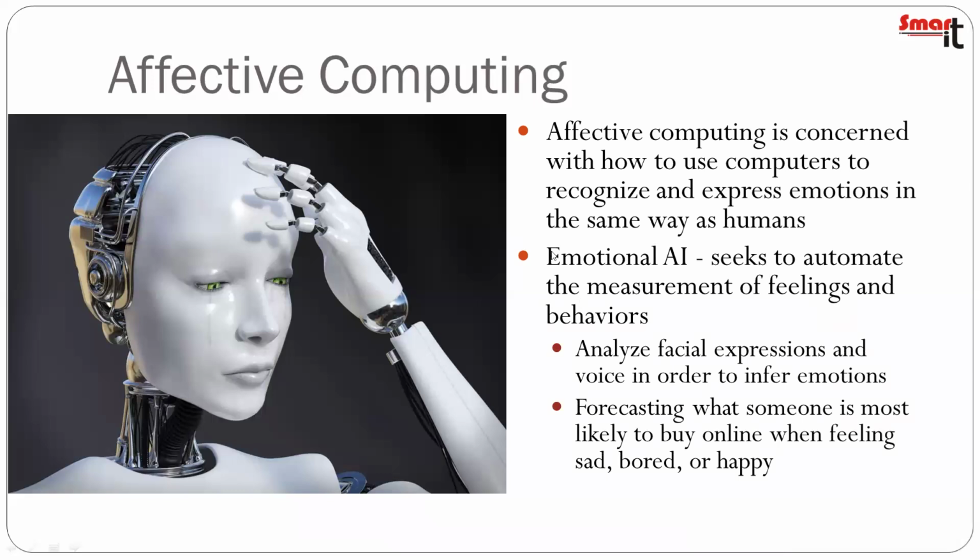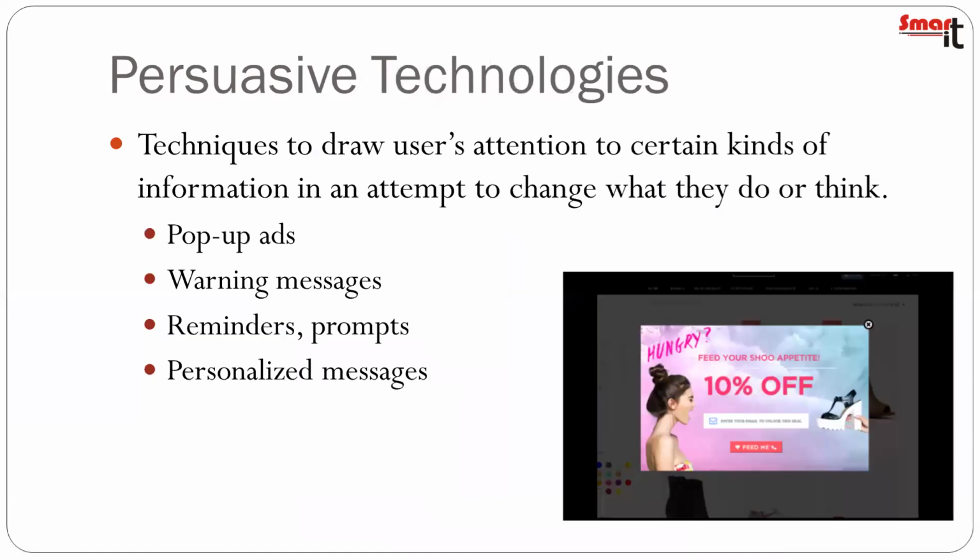So you can see emotional AI seeks to automate the measurement of feelings and behavior, facial expressions, the actions, those things. So we call it affective computing. This is the highest way of user experience and user interfaces, right?